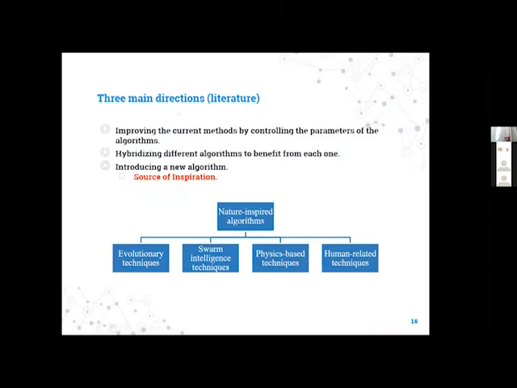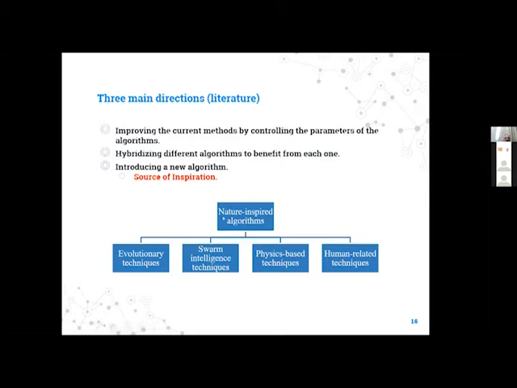Now, developing meta-heuristics or nature-inspired algorithms has three main directions. The first is based on improving current methods by controlling the parameters of the algorithms to be adaptive or self-adaptive. Another direction is based on hybridizing different algorithms to benefit from each one, for example hybridizing local search with global search, or genetic with tabu search, and many others. The third direction, which is very novel, is introducing a new algorithm, and this was our source of inspiration.